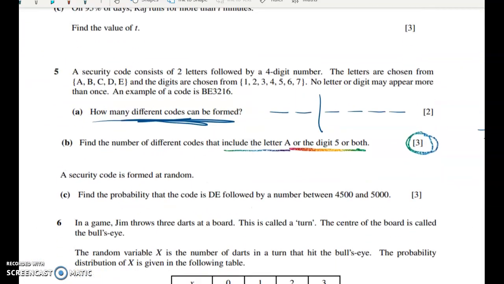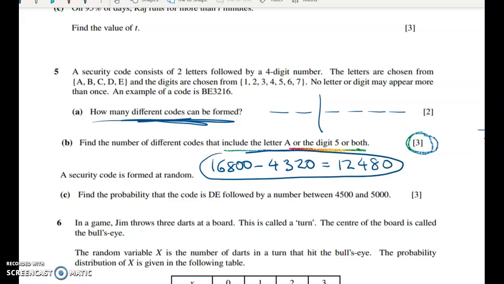How many different codes that include the letter A or the digit 5 or both? It will be 16,800 minus 4,320, which gives us 12,480. And I think if you see that way to do it, that's fantastic, and that's quite a straightforward 3 marks.